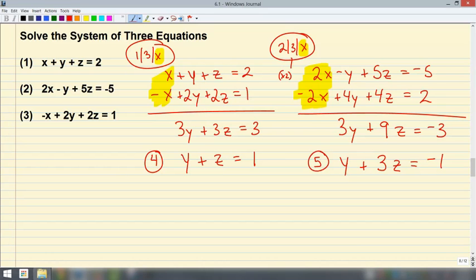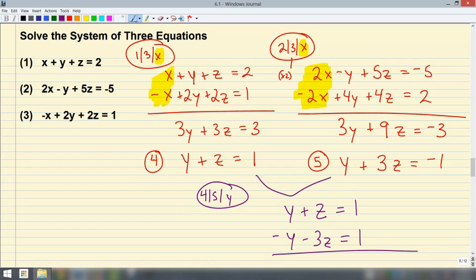So now we're going to take equation number 4 and equation number 5, and we're going to get rid of another variable, y. So maybe I'll take equation number 4 and just write it as is. And I'm going to take equation number 5 and multiply it by negative 1, and we're going to add those together. By design, the y's are going to cancel. Negative 2z equals 2, or z equals negative 1. So what you found here is one of the 3 coordinates. You found the z coordinate.